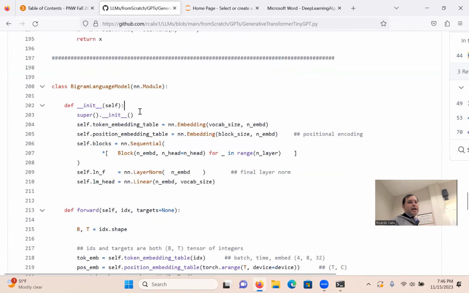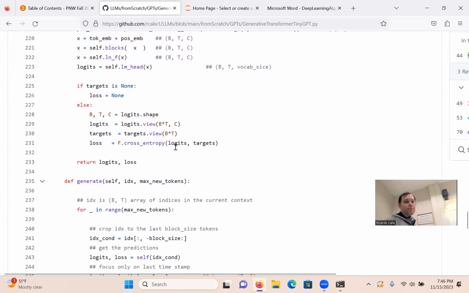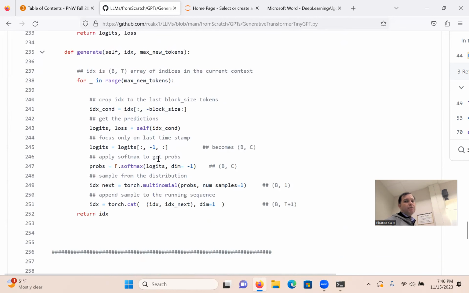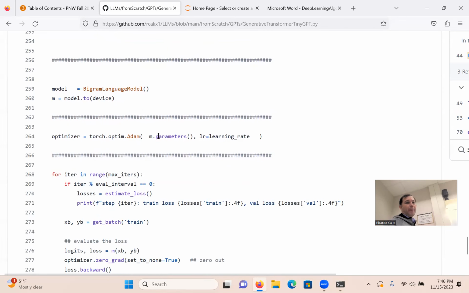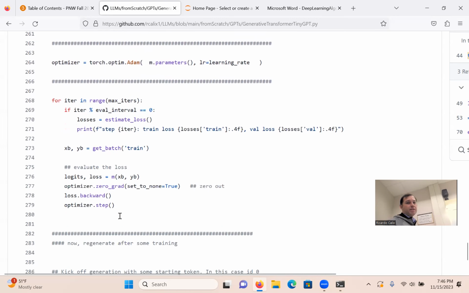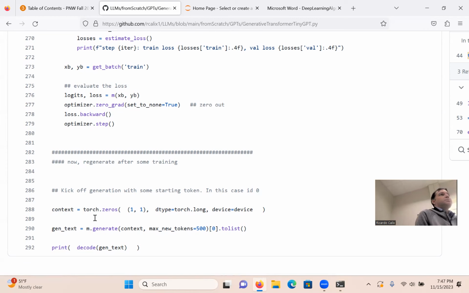Okay, then we have this class bigram language model, which is basically the class that should bring everything together. Here's the generate function for generating the text for the GPT. We instantiate the model. Here's the optimizer. This is the training process. And finally, once the model is trained, we're going to go ahead and generate text. So m.generate basically tells you how to start. In this case, you just give it an ID, basically 0 to start generating things, where 0 is probably start of sentence.